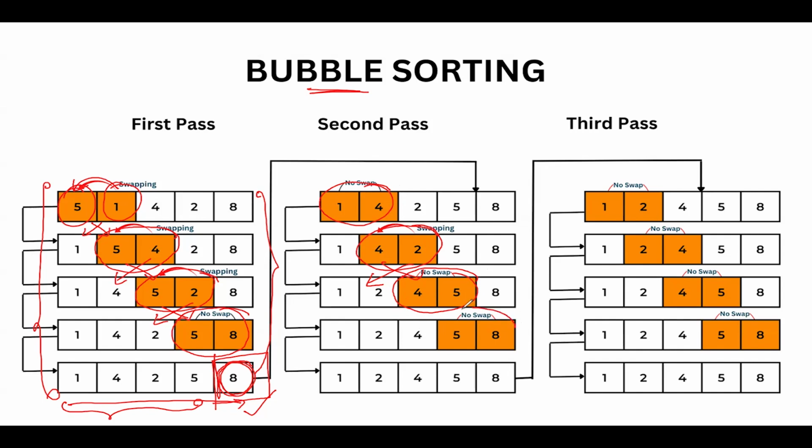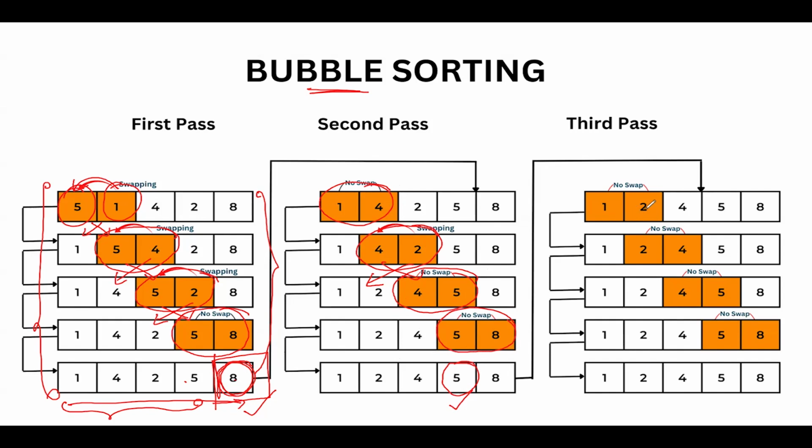Hence, no swapping. Once again, I'm going to check 5 and 8. No swapping is required. Now, as you can see, after 8, 5 was the biggest element and it has reached its correct position. Next, we will be focusing on the third biggest element, which is nothing but the 4.